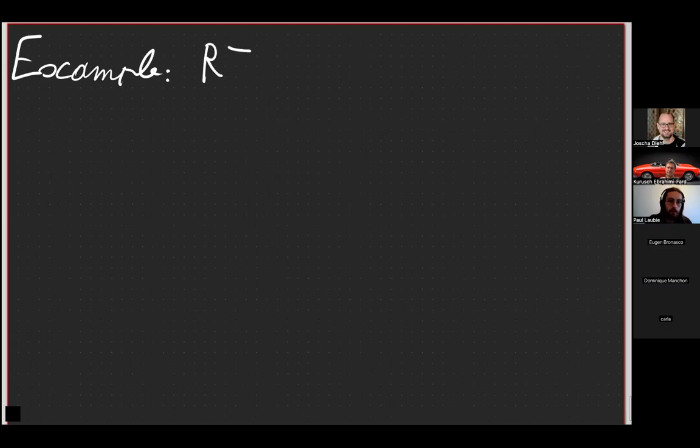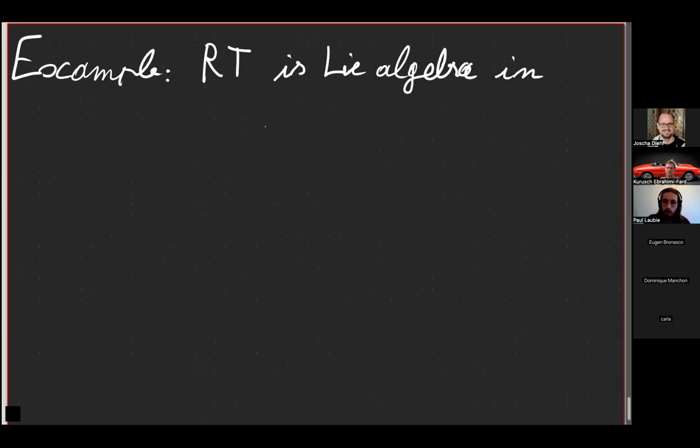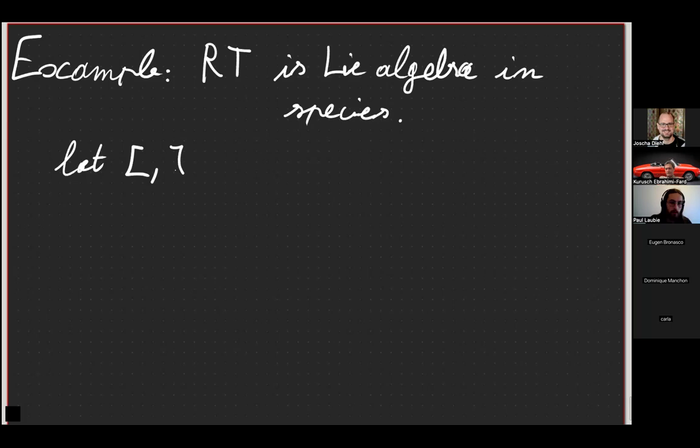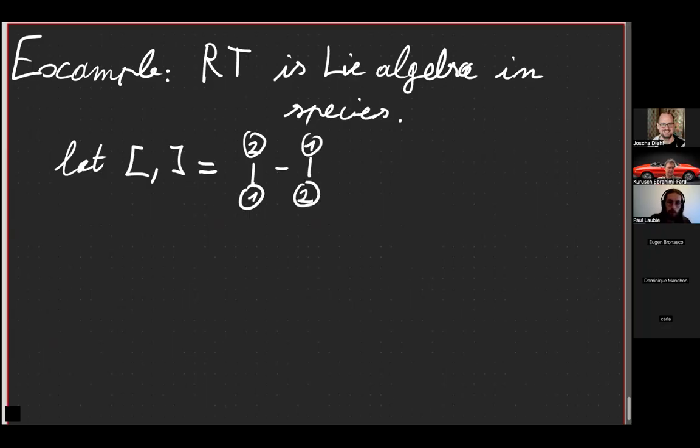which is RT, the species, is a Lie algebra in species. And how is it defined? Well, I will denote brackets, and it will be an element of RT, and it will be 1, 2 minus 2, 1 in RT.